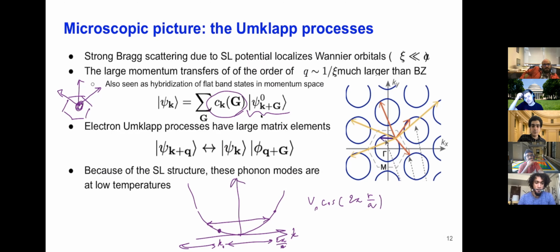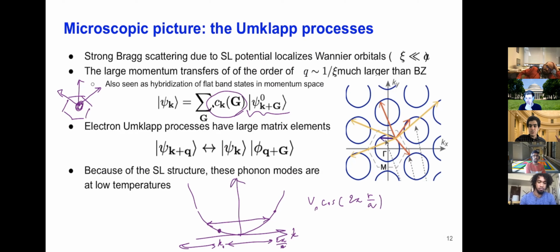Now, another thing, if you've worked with the continuum model previously or seen it, is that when you get to flat bands, this composition is very large in momentum space. For an accurate band structure calculation, you will need to include up to 40, 50 different G's. This means that your Bloch state in momentum space is very delocalized.